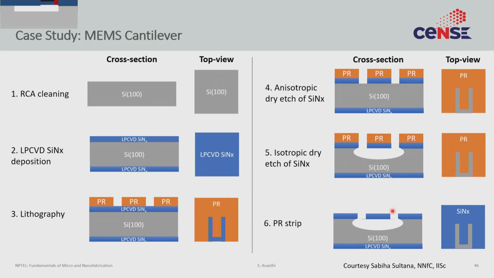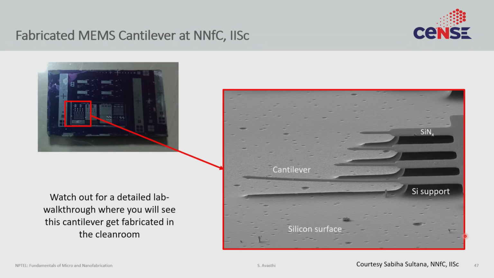After that, all you have to do is remove the photoresist using a PR strip, and you are left with this silicon nitride cantilever that you can use for various applications. So this is a very simple MEMS cantilever, but a very useful one, and this is what we shall look at later in the course.